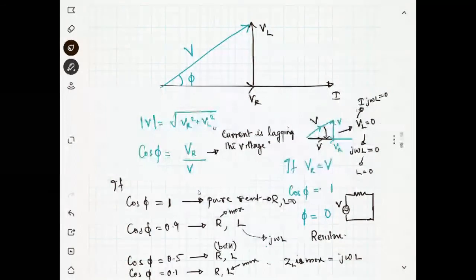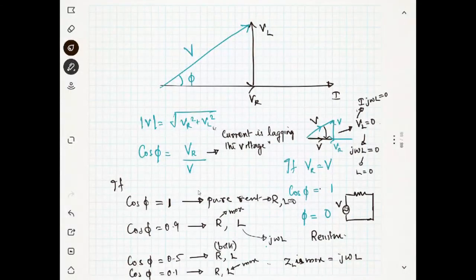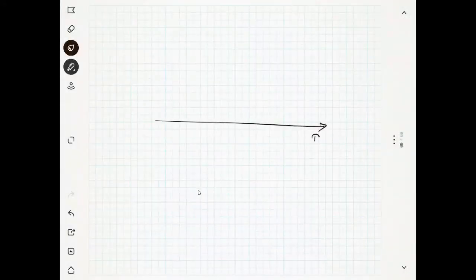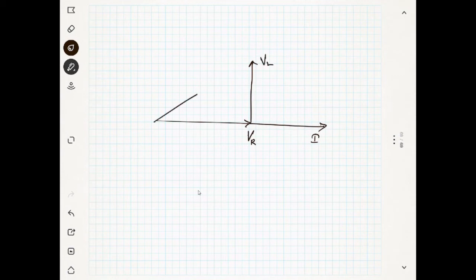Am I correct? My current is lagging the voltage. Yes, you are correct, sir. Yes. Why, doctor? This is I. Because of the L. You see here, this is VL, and here this is my V. Now this is my applied voltage actually.